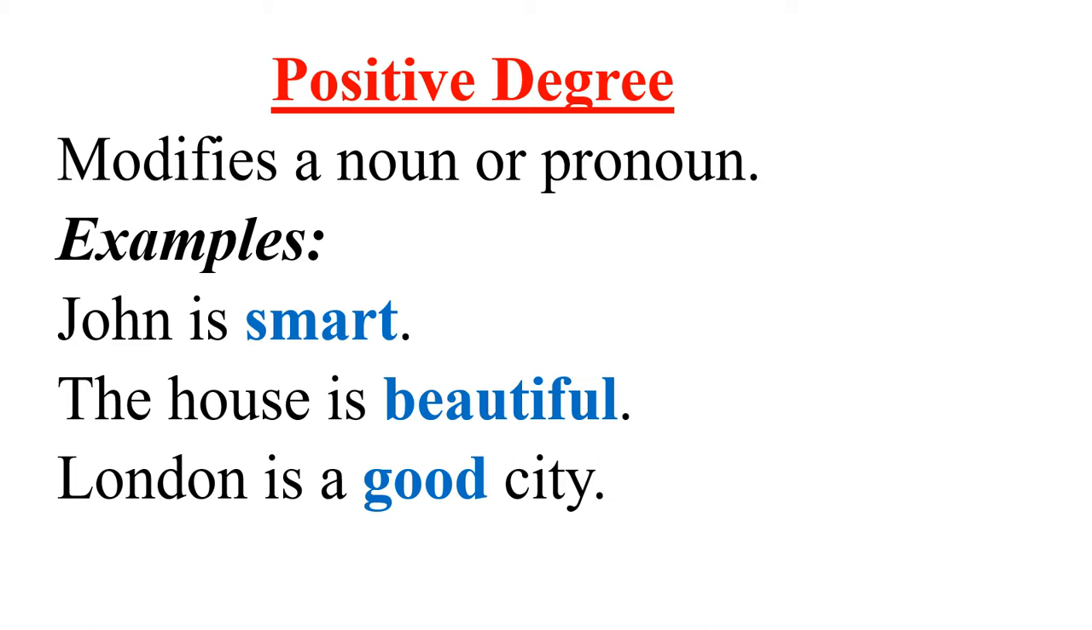In positive degree, an adjective is just modifying a noun or pronoun. As you said it all. And we are talking about only one person or one group of people or one thing or a group of things, and we just talk about one.